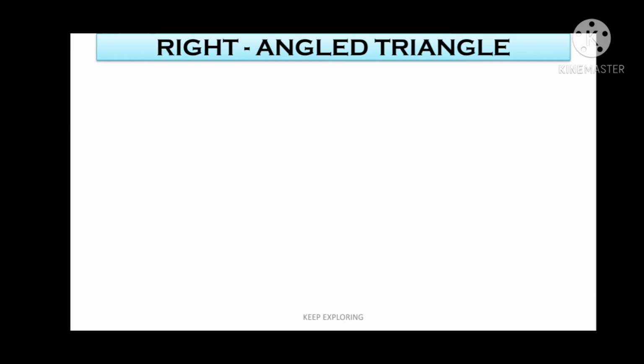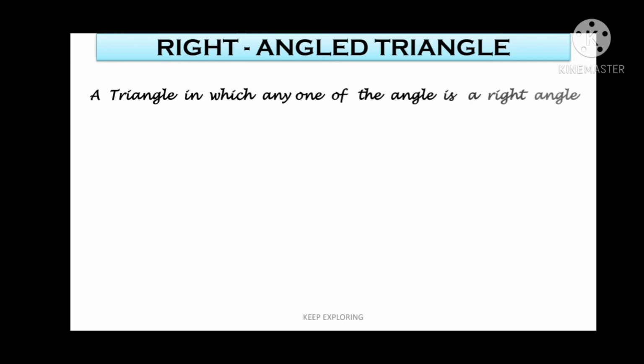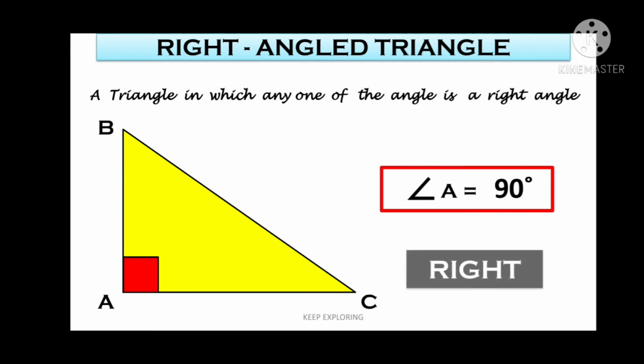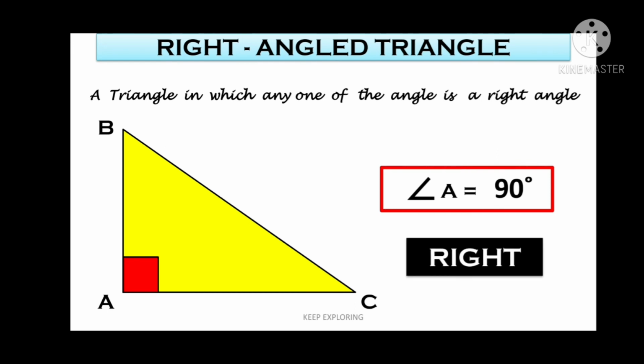Next, right angled triangle. A triangle in which any one of the angles is a right angle. So we get a right angled triangle like this, A, B and C. Here you can see angle A is 90 degrees. So that is a right angle. If any one of them is a right angle, it is called a right angled triangle. In a right angled triangle, always one of them is 90 degrees and the other two are acute angles, B and C. So this is a right angled triangle.